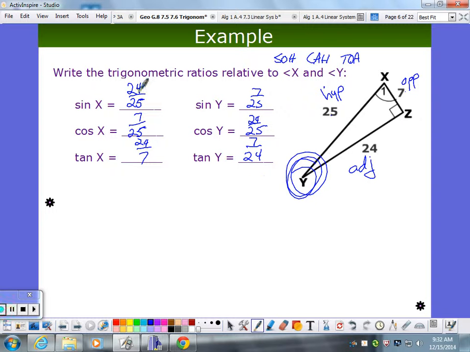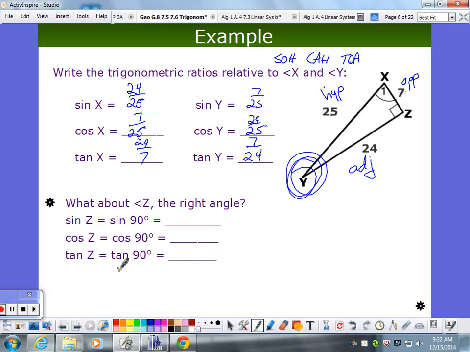If you'll notice, look at this, the sine of x equals the cosine of y. And the cosine of x equals the sine of y. And tangent of x is the reciprocal of tangent of y. So there are these different relationships floating around in here.